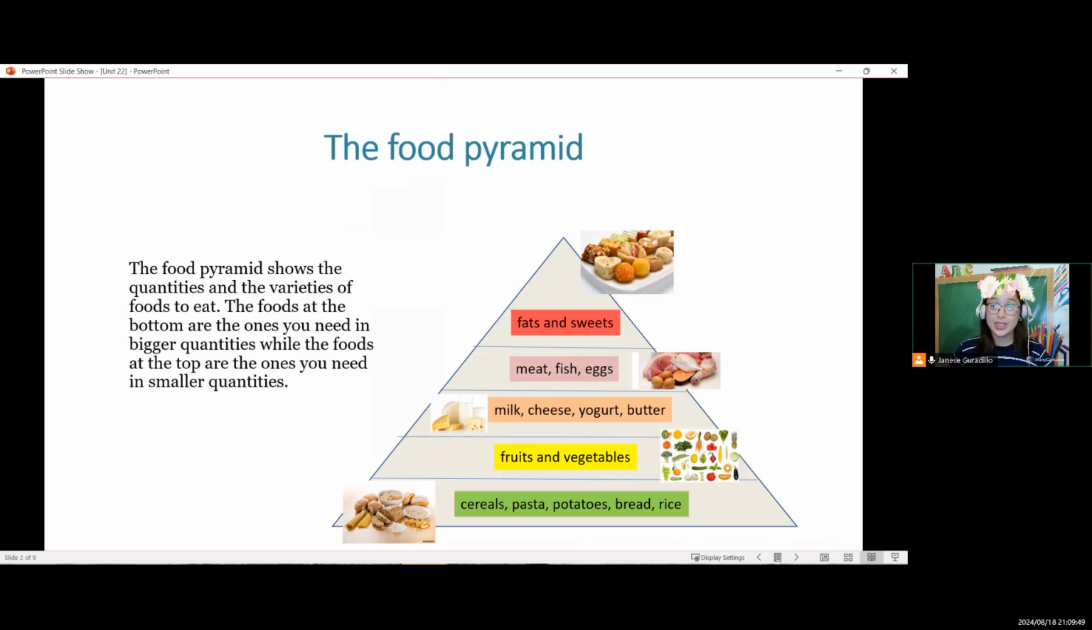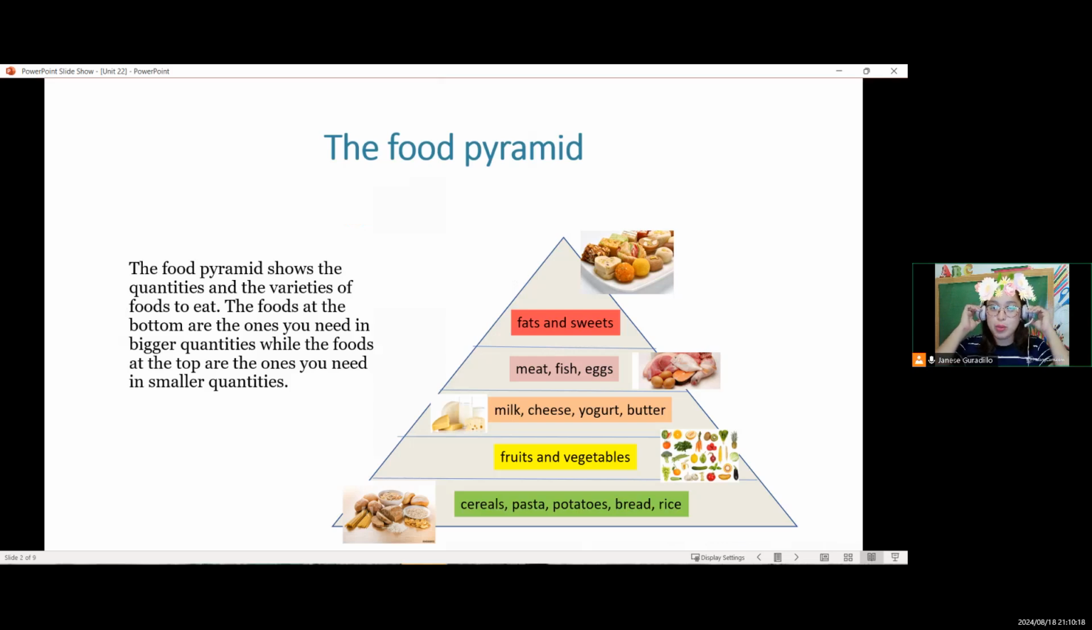As you can see, inside the food pyramid, there is a list of foods like fats and sweets, meat, fish, eggs, milk, cheese, yogurt, butter, fruits and vegetables, cereals, pasta, potatoes, bread, and rice. So, the food pyramid shows the quantities and the varieties of foods to eat.